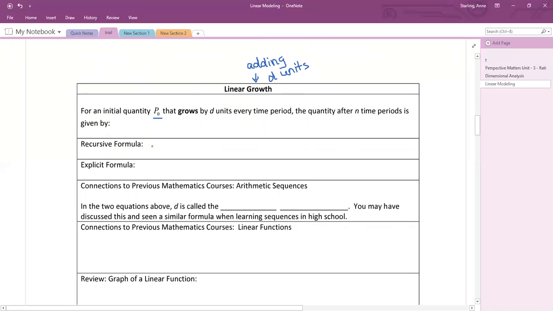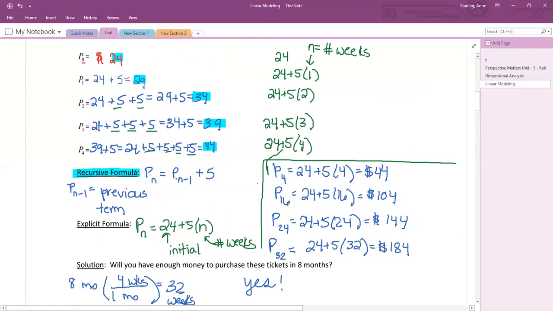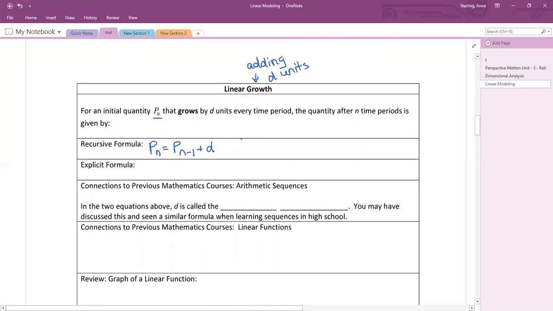So the first one in general is this Pn equals Pn minus 1, plus we're going to call that difference D. So up here with the recursive, it was Pn equals the previous plus 5, because 5 was the amount we're adding. So that's what we're going to do here as well. So Pn is the amount after n weeks. And then P of n minus 1 is the previous amount. And it doesn't have to be weeks, it can be anything. It could be years, any of that. And then D is that growth rate. So D is that common difference or growth rate.